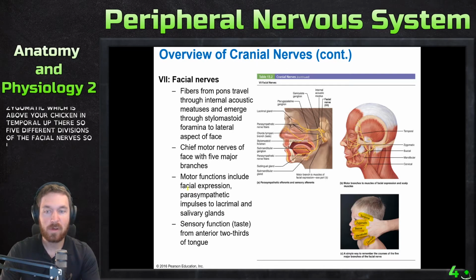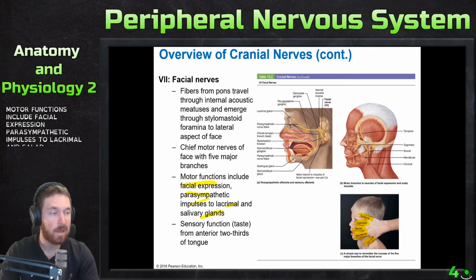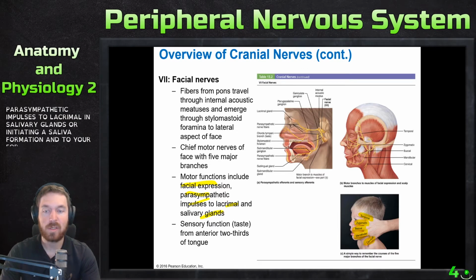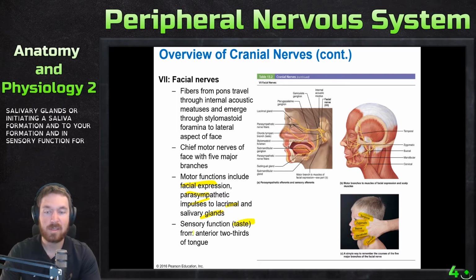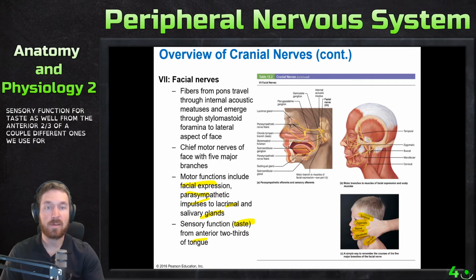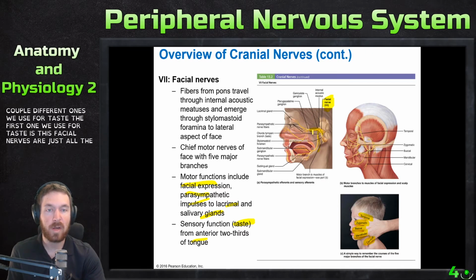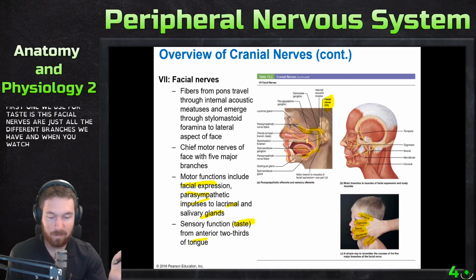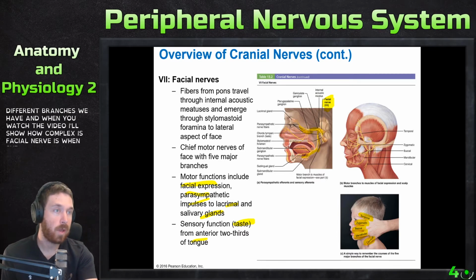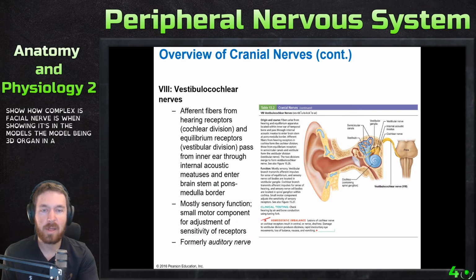So motor functions include facial expression, parasympathetic impulses to lacrimal and salivary glands for initiating saliva formation and tear formation, and then sensory function for taste as well from the anterior 2/3. So a couple different ones we use for taste. The first one we use for taste is this facial nerve. These are just all the different branches we have. And when you watch the lab video, I'll show how complex this facial nerve is when showing it in the models. Well, the model being 3D organic anatomy that I have.